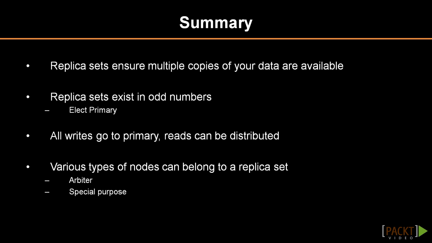Replica sets ensure multiple copies of data are available. They should exist in odd numbers so that elections for a new primary do not fail. All write traffic goes to the primary, but read traffic can be distributed among all active nodes. Some nodes may have a special purpose or even have the role of arbiter. In the next video, we will build a replica set.